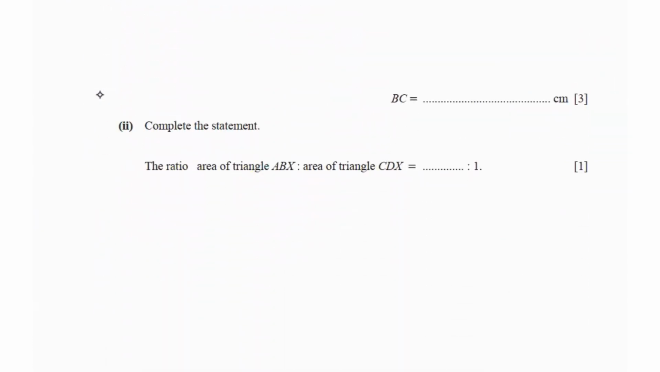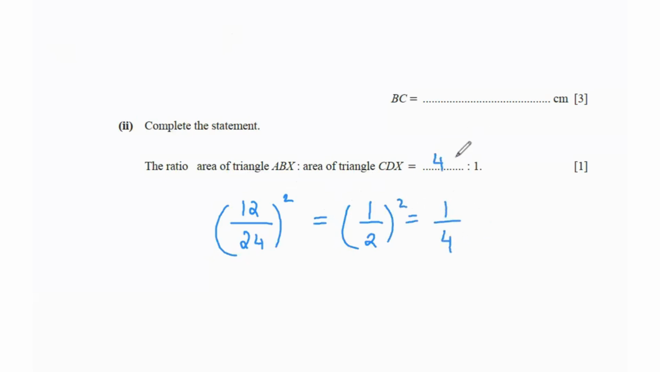Let's just complete the statement. The ratio of the area of triangle ABX to the area of triangle CDX is blank is to 1. So from the previous part, we know that the ratio for the lengths was 12 over 24. So for area, we square that ratio. So 12 over 24 is basically 1 over 2. And 1 over 2 squared is 1 over 4. So it's going to be 1:4.